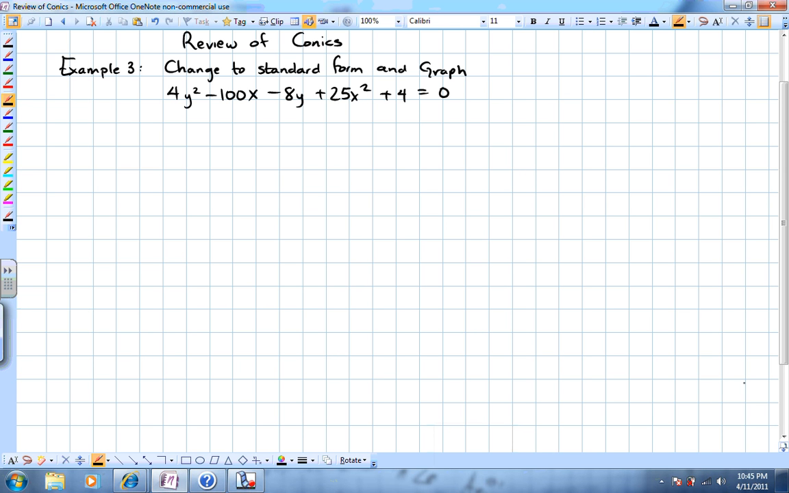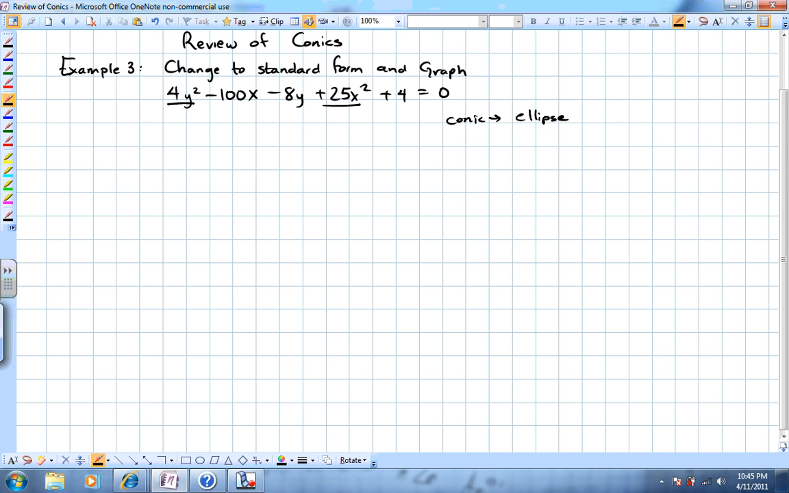Example 3 for conic sections, starting with the general conic equation. Again, look for these squared terms. Here, notice both the x and the y are squared. Coefficients have the same sign. Because of this, I know it's going to be an ellipse.